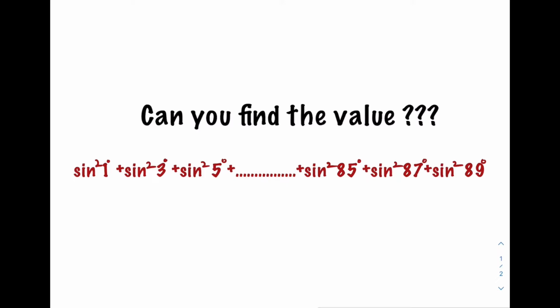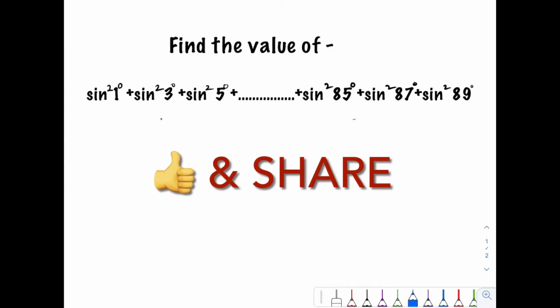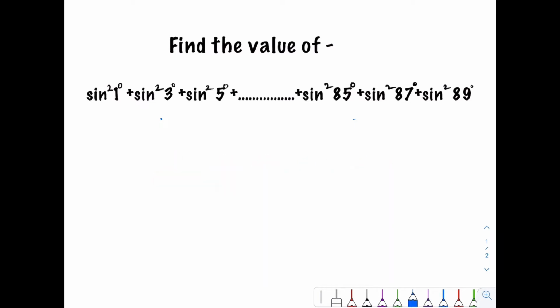So let's start. Find the value of sine square 1 degree plus sine square 3 degree plus sine square 5 degree and so on, plus sine square 85 degree plus sine square 87 degree plus sine square 89 degree.